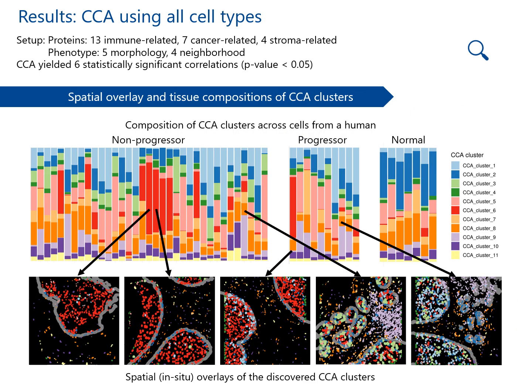The composition of tissue based on the CCA clusters can be visualized in these composition plots, which allow us to compare the tissue originating from different humans. Here, the compositions are grouped by non-progressor cancer patients, progressor cancer patients, as well as normal humans. To understand what differentiates a seemingly similar sample from a non-progressor versus progressor stage, we can compare the corresponding spatial overlay in situ plots and understand the spatial differences between the two different settings.